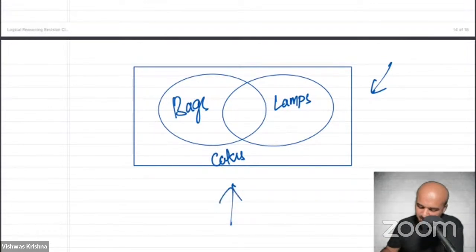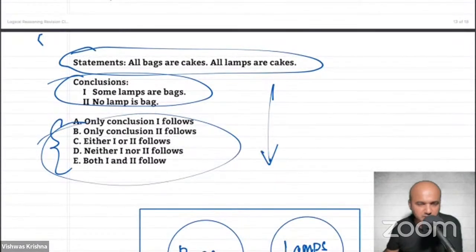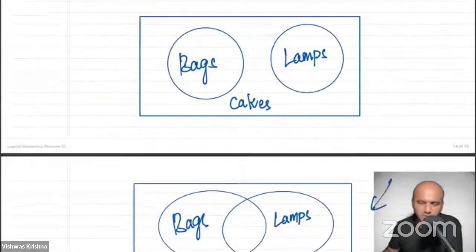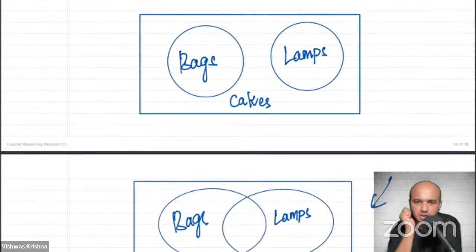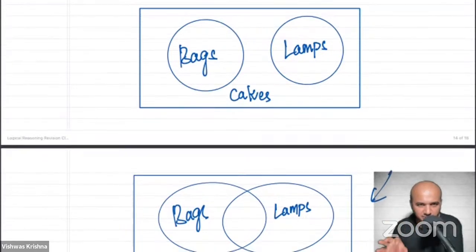Now, if you look at this diagram, will you say only conclusion 2 follows? You can't say that, isn't it? So based on these two diagrams, you'll have to tell me which is the right answer. Pratiksha says D. That is neither conclusion follows. That is her answer. Now you guys tell me. In one diagram, there is no intersection between bags and lamps. In another diagram, there is intersection between bags and lamps.